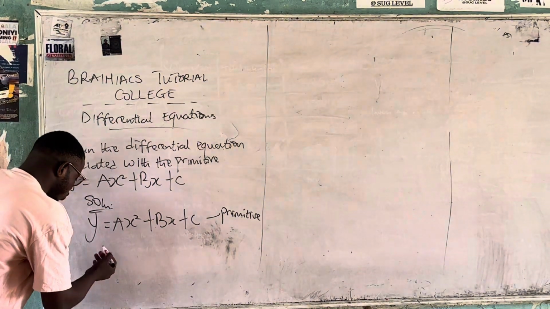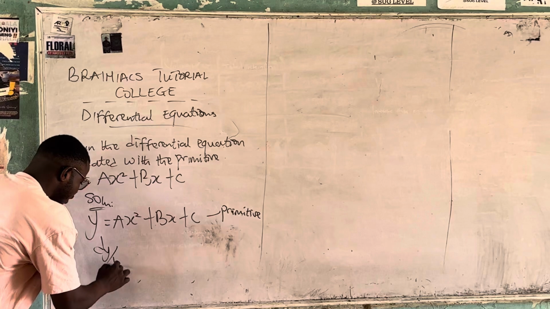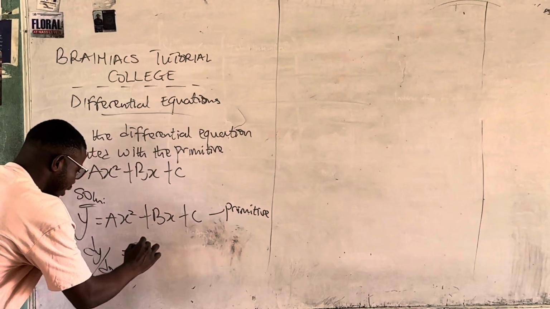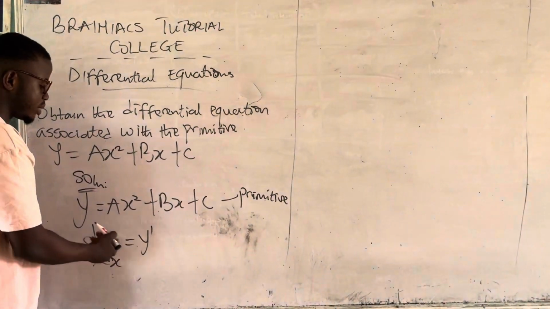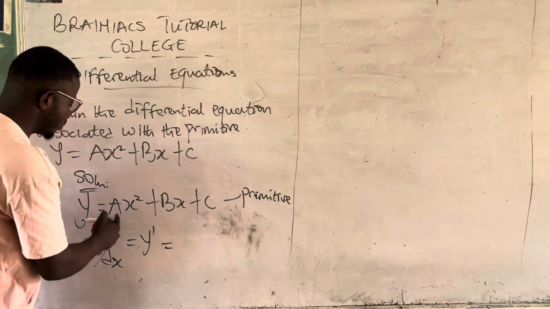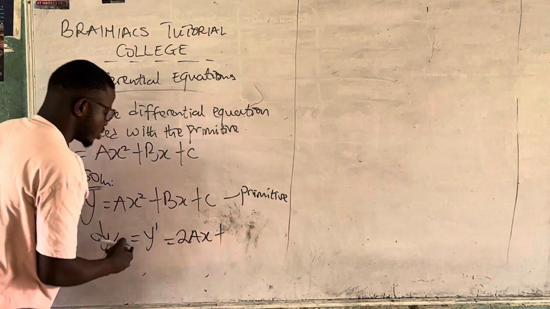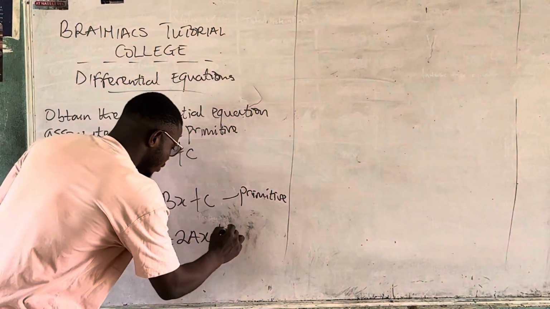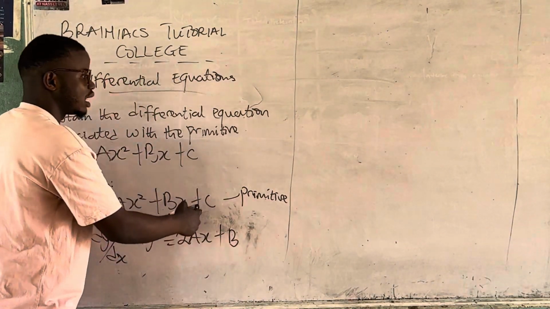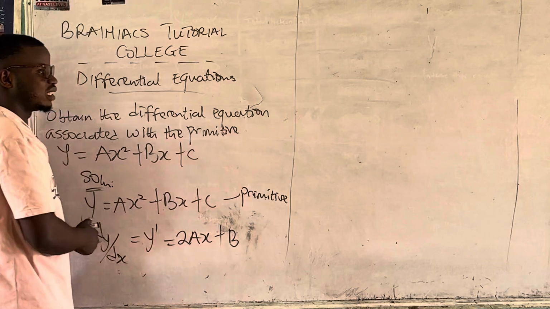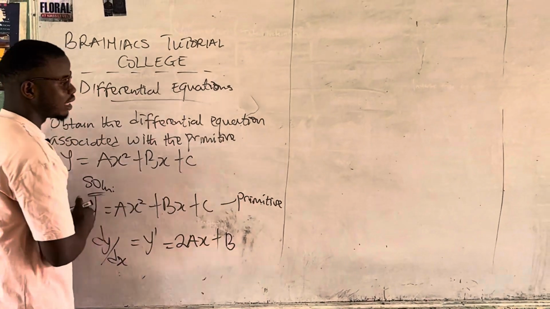So now the first time I need to have dy over dx, or we can also write this one as y prime. So this one is equal to, when we differentiate Ax squared, that will give us 2Ax plus, when you differentiate Bx, that will give us B, and when you differentiate C, that will give us 0, because this C is a constant and there is no variable x attached.